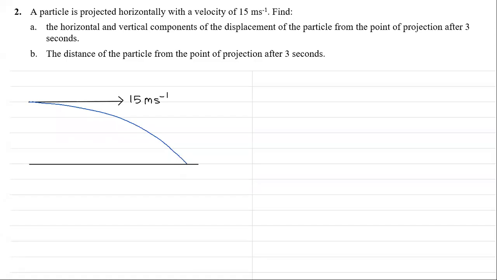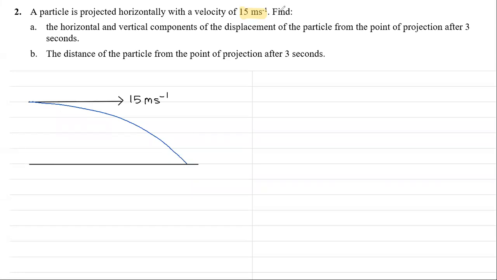So in worked example 2, we have a particle projected horizontally with a speed of 15 meters per second. Okay, and that's all we're told. So what we have to infer from that is that the particle is going to descend, it's going to approach the ground due to the force of gravity and the acceleration it induces.